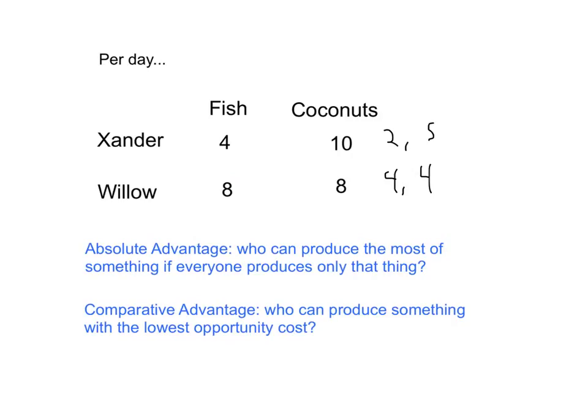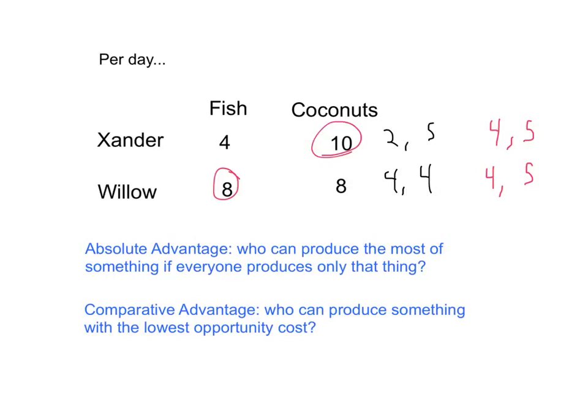But Willow points out they can actually do better. What if Willow focuses on fish and Xander focuses on coconuts? Well, in that case, they can trade. So if Xander keeps half his coconuts, he'll still have 5 of those, but he'll have 4 fish if Willow trades him half of her fish, and Willow will still have 4 fish, but she'll actually end up with 5 coconuts. Now it's clear in this example that they shouldn't work on their own, they should specialize and then trade with each other.